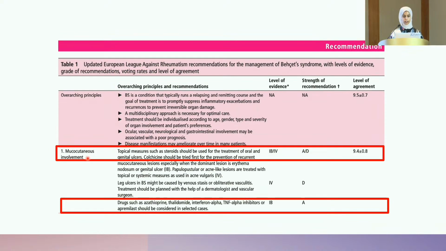And if I can point your attention to the mucocutaneous involvement part of the guidelines, they do recommend topical measures like steroids for the treatment of oral ulcers, and they recommend colchicine for the prevention of the recurrence of oral ulcers. And then only in a select patient population do they recommend systemic medications like thalidomide. They do include that on their list: interferon alpha, tumor necrosis factor alpha inhibitors, or apremilast.